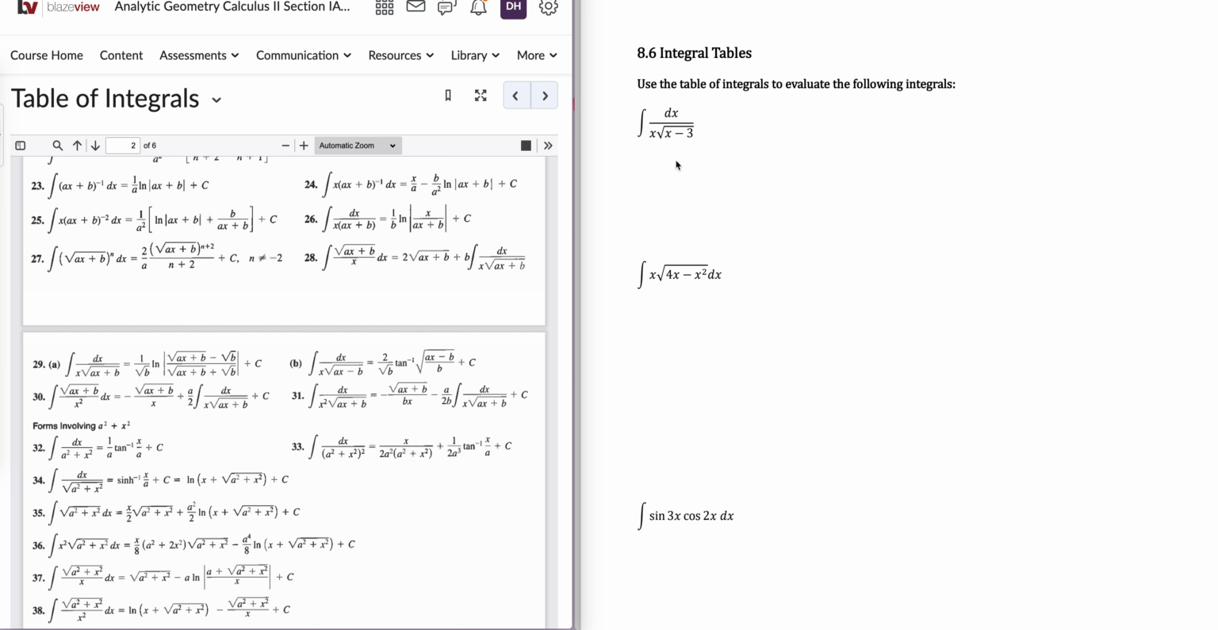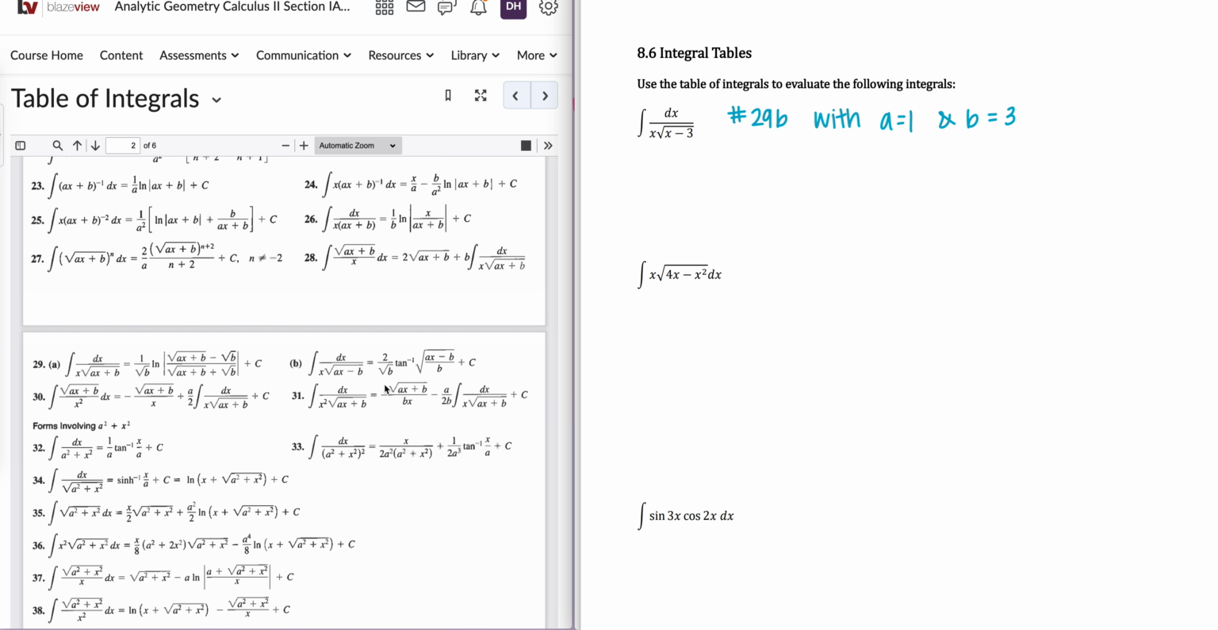The first example asks us to integrate dx over x times the square root of x minus 3, and that happens to use formula 29, part B. So here you can see dx over x times the square root of ax minus b. So in our case, the a is going to be a 1 and the b is a 3. So again, we're using this formula 29b. And the value of a is 1, the value of b is 3.